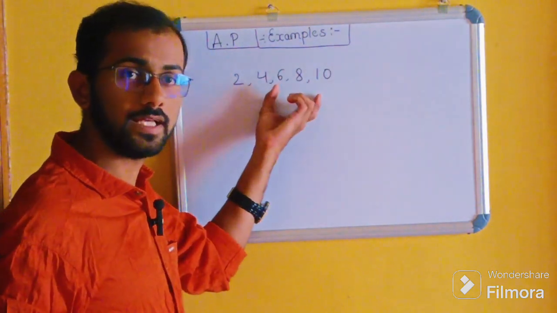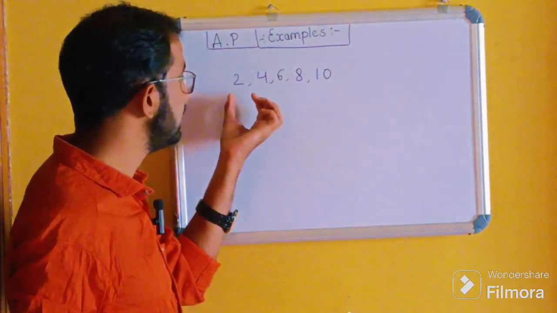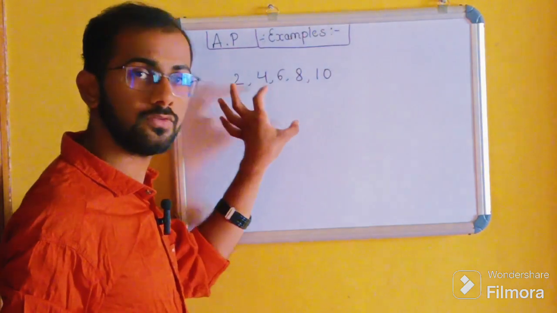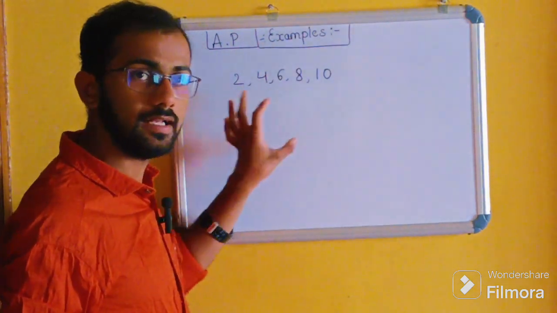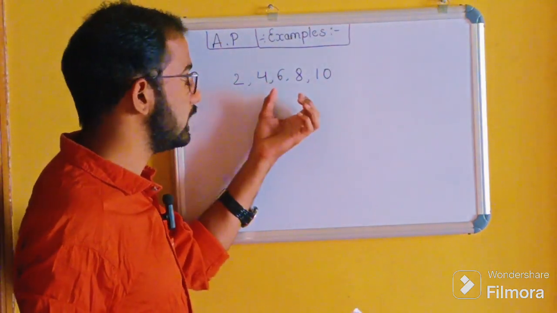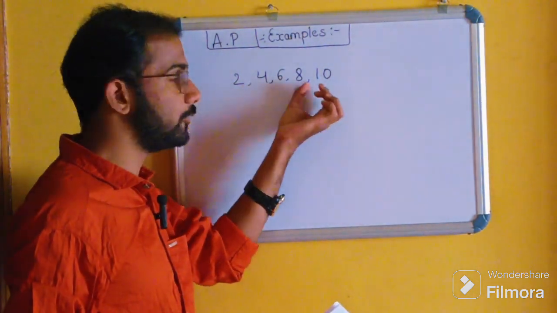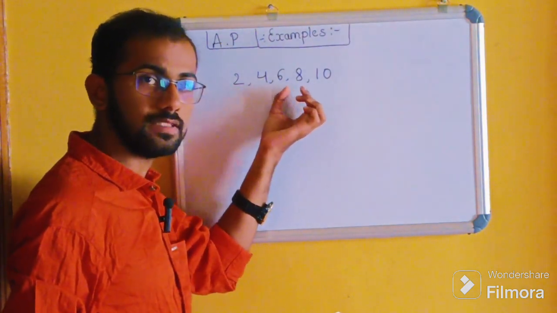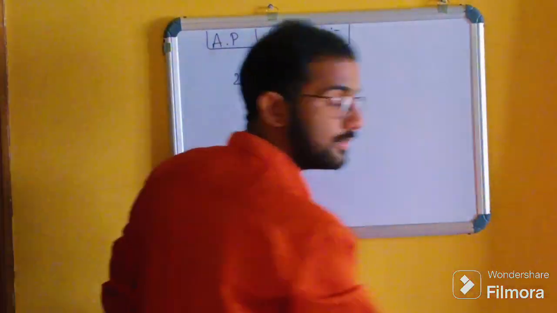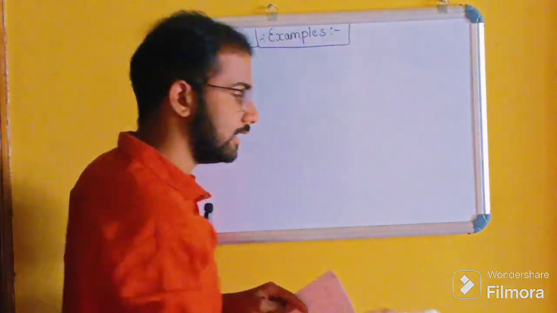I also explained what a term is. In a sequence or in a list of numbers, each number is said to be a term. So here 2 is one term, 4 is one term, 6 is one term. Like this, every number is said to be one term. If the common difference between two consecutive numbers is the same, then that sequence is said to be an arithmetic progression. And I also gave you the general form of an arithmetic progression, that is how we can write an arithmetic progression in general form.